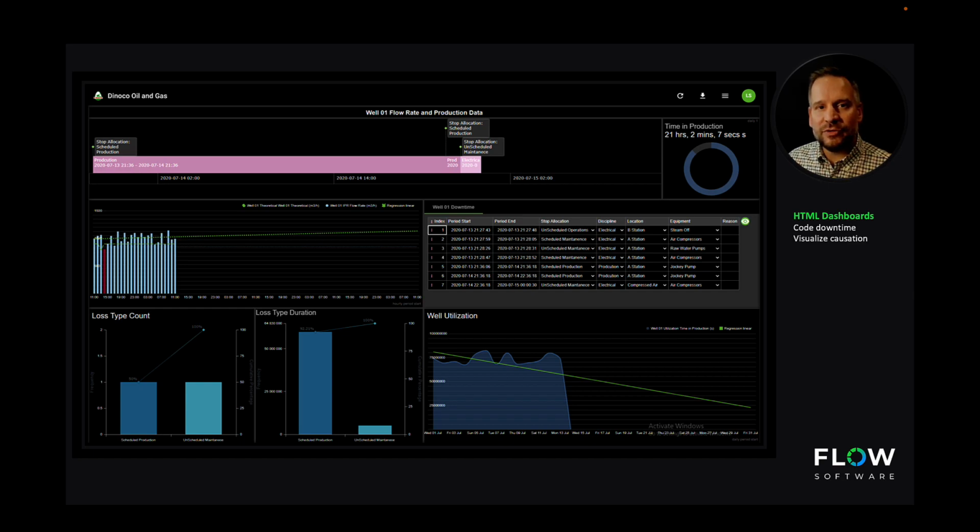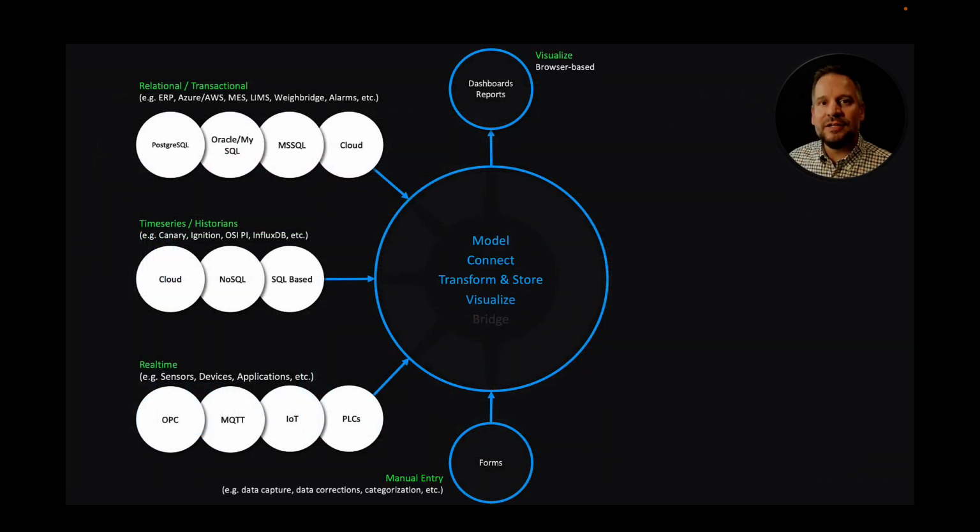And that's great for sharing information with people or embedding it inside of other systems where you're already using dashboards. But perhaps you already have a dashboarding tool that you love. That's great. Keep using it. Flow wants to share the information inside of the Flow database with your existing dashboard applications as well.